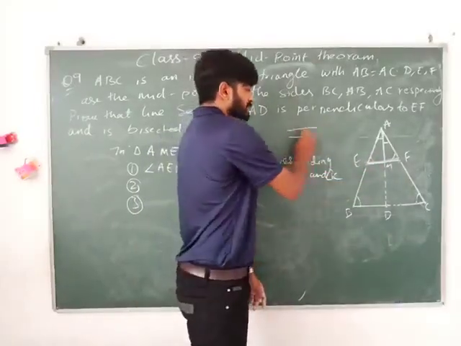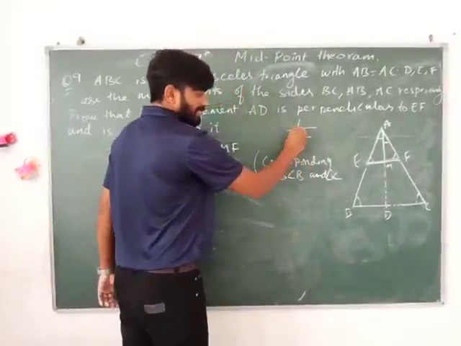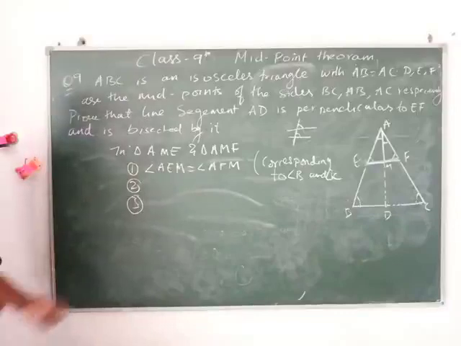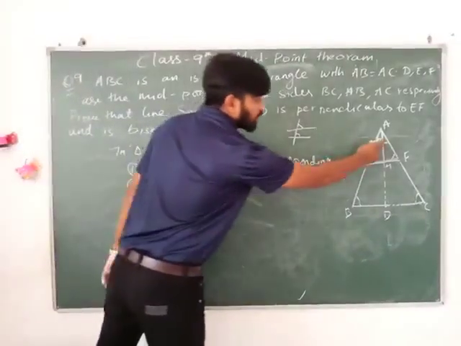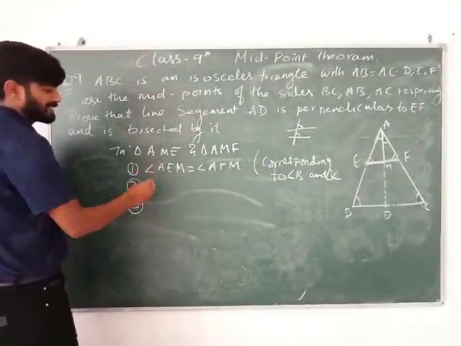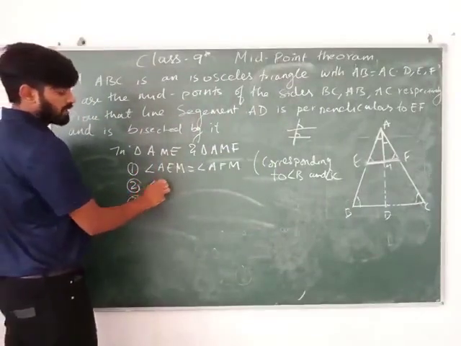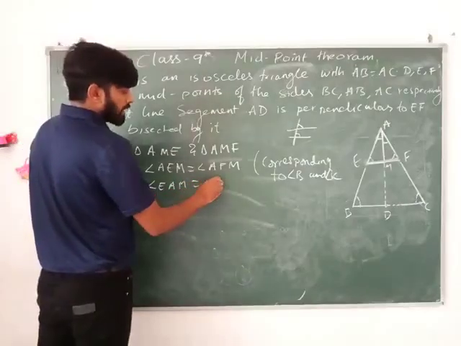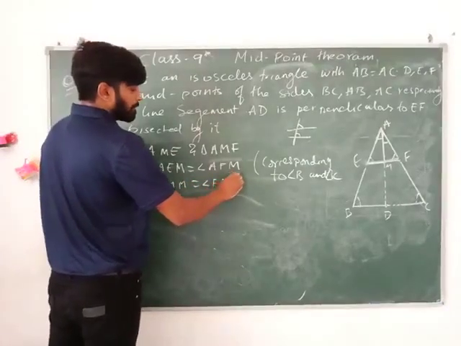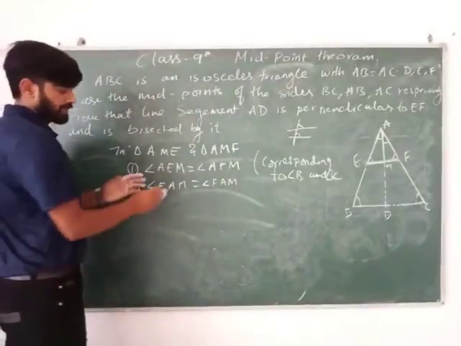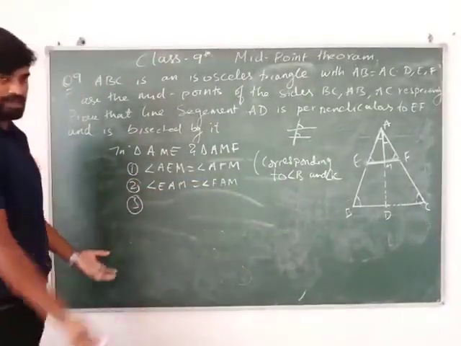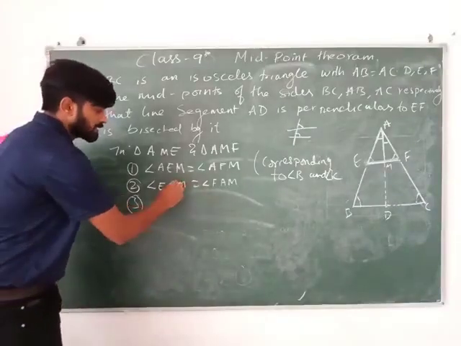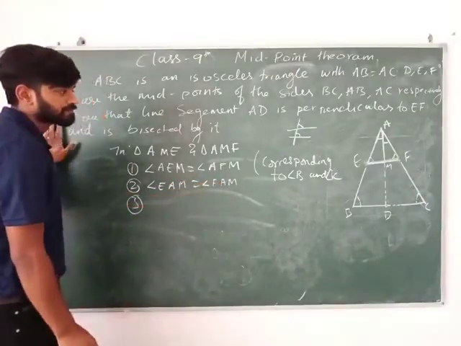You learned in 7th class, when you studied parallel lines, that this angle is equal to this angle, corresponding angles. That's why I am saying they both are equal. I know one more thing, I proved it before, that this angle equals this angle, from CPCT. So angle EAM is equal to angle FAM. I can write that as well.